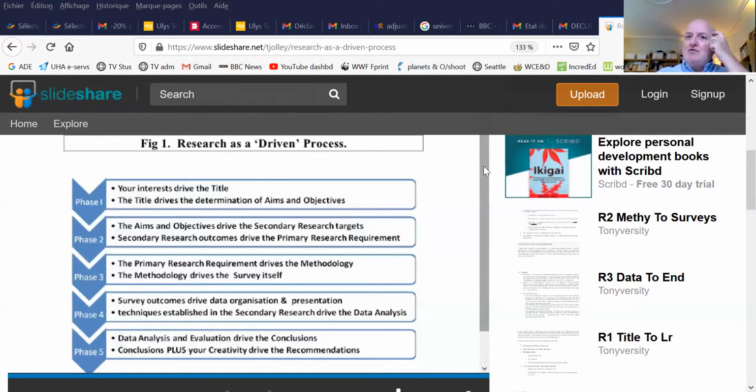So that's what I've called the driven process. Each one of these stages drives the next towards an endpoint, which are your recommendations that solve the problem, answer the question in full, or prove or disprove the hypothesis. Okay, there we go. That is the end of my introduction.